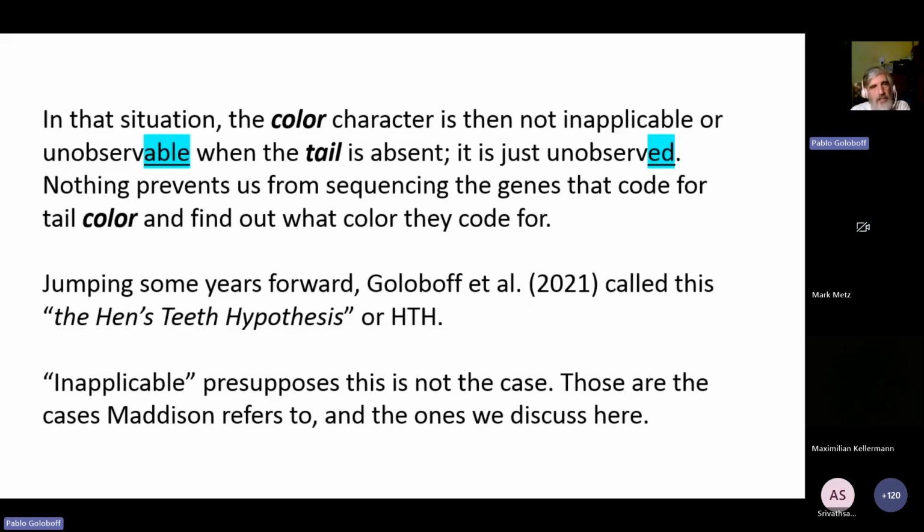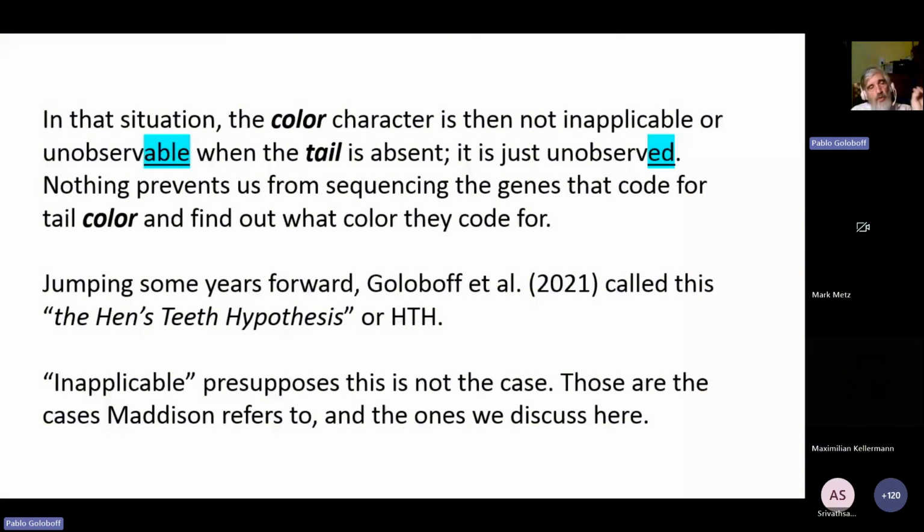potentially can be sequenced, right? That is not inapplicable. That's reductive coding. If the character is truly inapplicable, those are the cases Madison was referring to and the ones we discuss here. But whether or not the character is truly inapplicable, or you can think of the hen's teeth hypothesis, is an empirical statement.